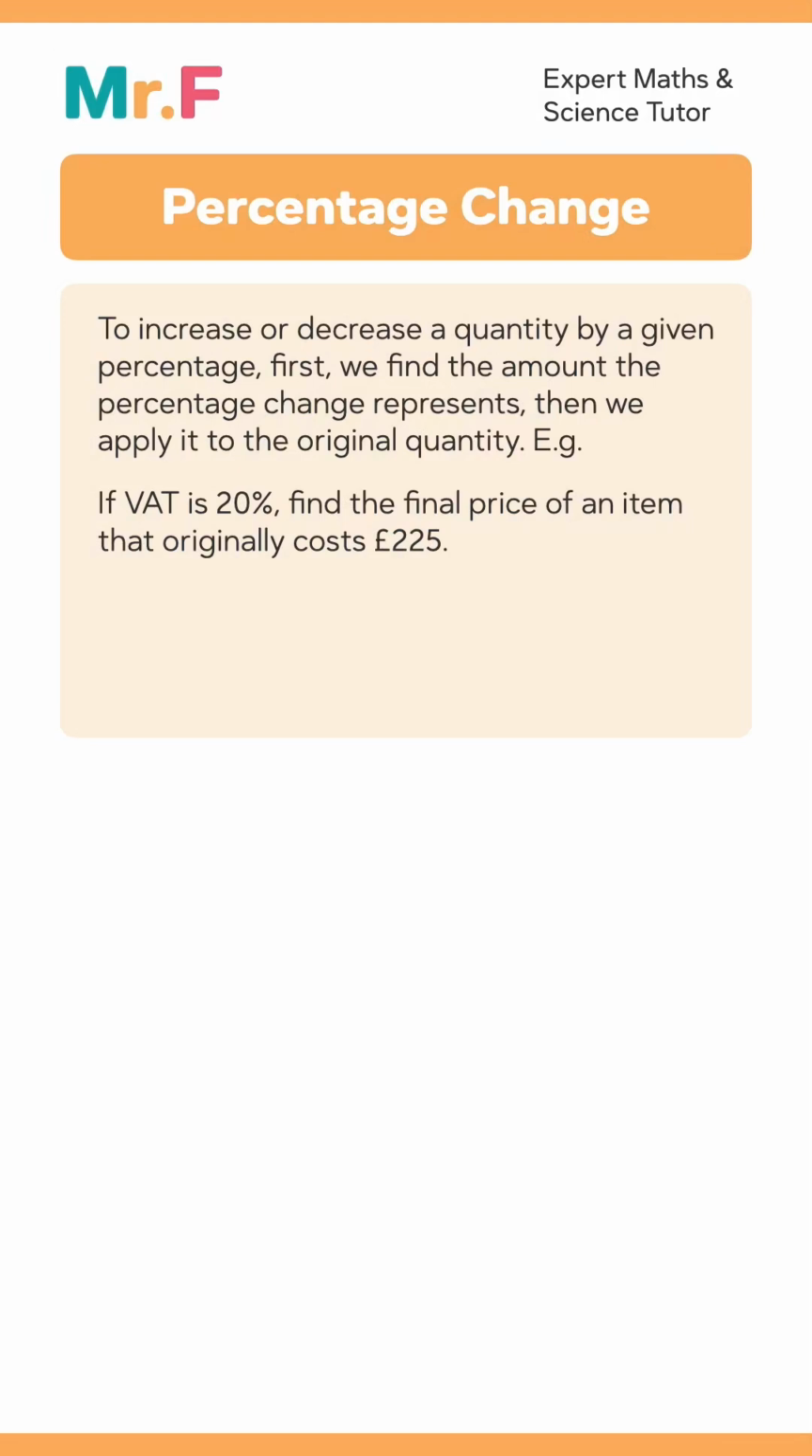Basically what's going on here is there's an item that costs £225 and a 20% VAT has been applied to this. So raising the price of this item by 20%. Essentially, that's what the question is asking us to do here.